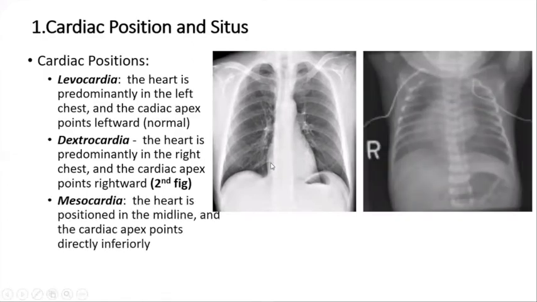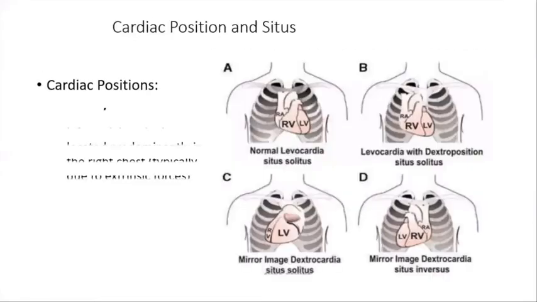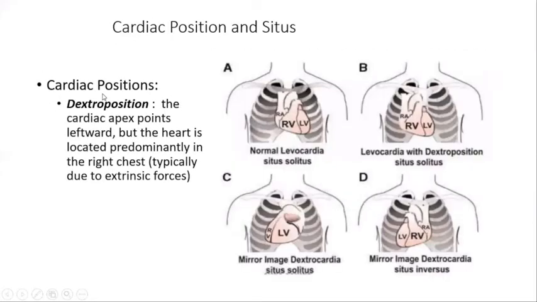Normally two-thirds of the heart is toward the left side, and the cardiac apex is also pointing toward the left side. So this is normal, or levocardia. Second is dextrocardia, in which the major portion of the heart is towards the right side, and the apex is also pointing toward the right side. Then mesocardia, an intermediate type. It can lie on the midline, so there is no clear-cut right or left side, and the apex is also on the midline. So this is mesocardia.